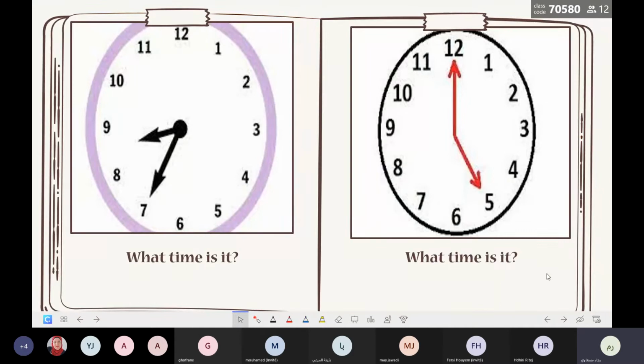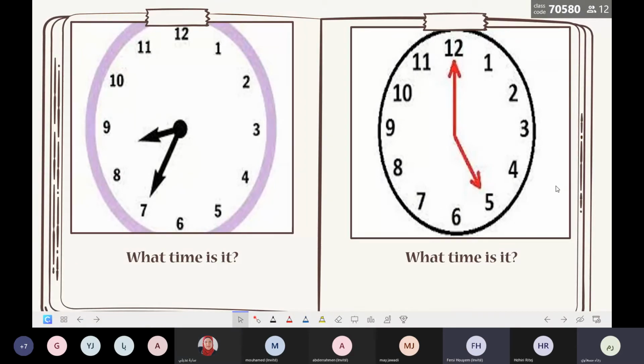I will help you. Here, this is the hour hand. It's short. 5 is the hour hand, and the 12 is the minute hand. Yes, please. Who would like to answer? Yes, Mrs. William, we try. Yes, Mrs. William. Yes, it's 5 o'clock.